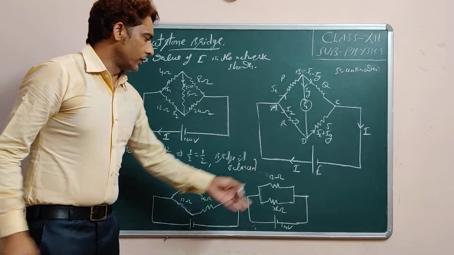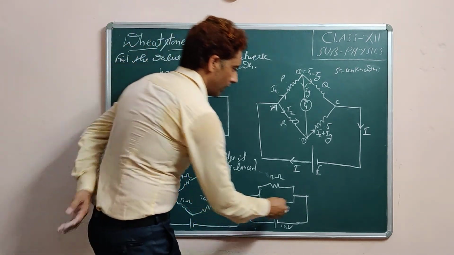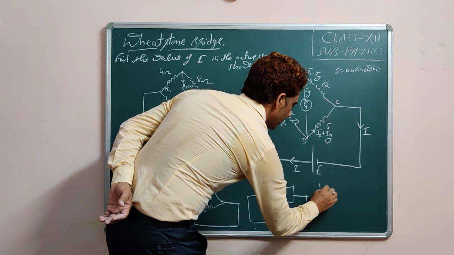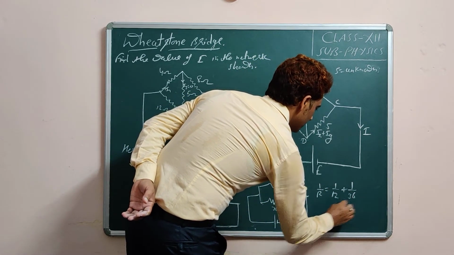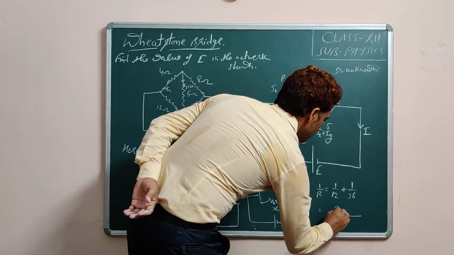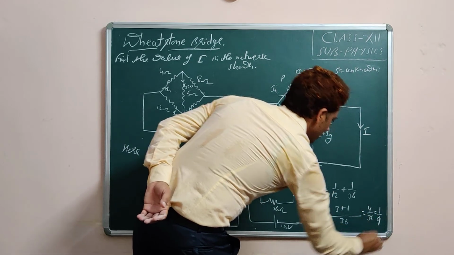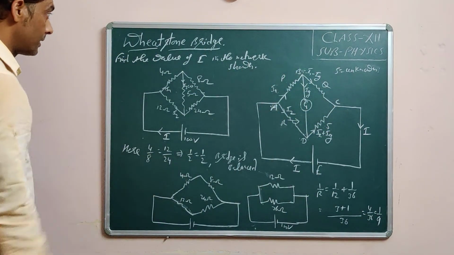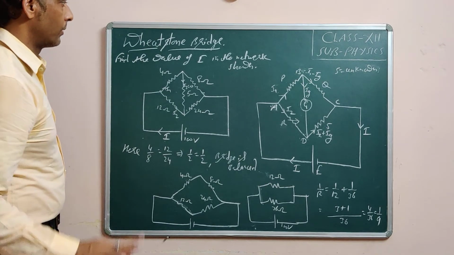So we can find the total resistance. These two are in parallel. So if R be the equivalent resistance, then 1 by R is equal to 1 by 12 plus 1 by 36. So that is equal to, 36 is the LCM, 3 plus 1 is 4 by 36, equal to 1 by 9. So the equivalent resistance of the circuit will become 9 ohm.